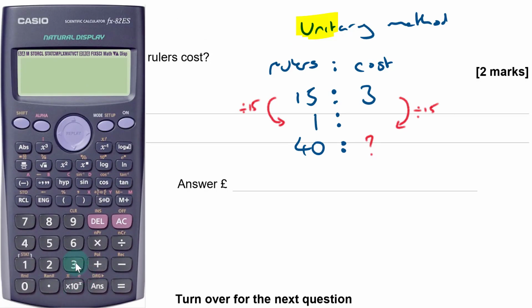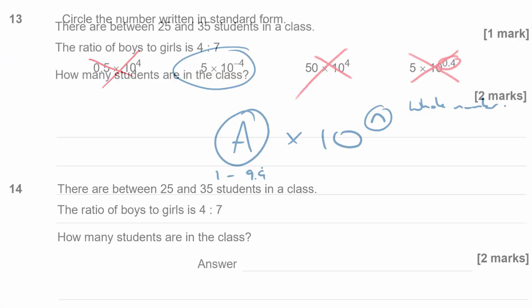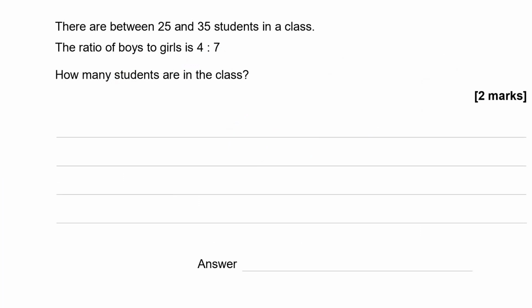Typing that in, 3 divided by 15 is 0.2. So let's put in 0.2 here. And then from 1, we need to scale up now to 40. So you're going to have to times through by 40. So it's taking our 0.2 and timesing that by 40 as well. 0.2 times 40 gives me 8. So that number in there should be an 8. So how much do 40 rulers cost? It costs £8.